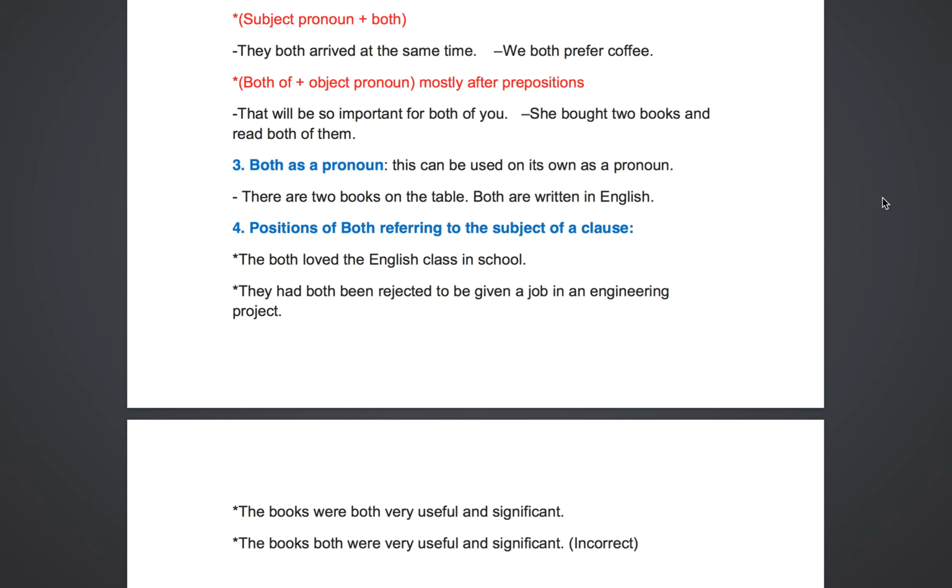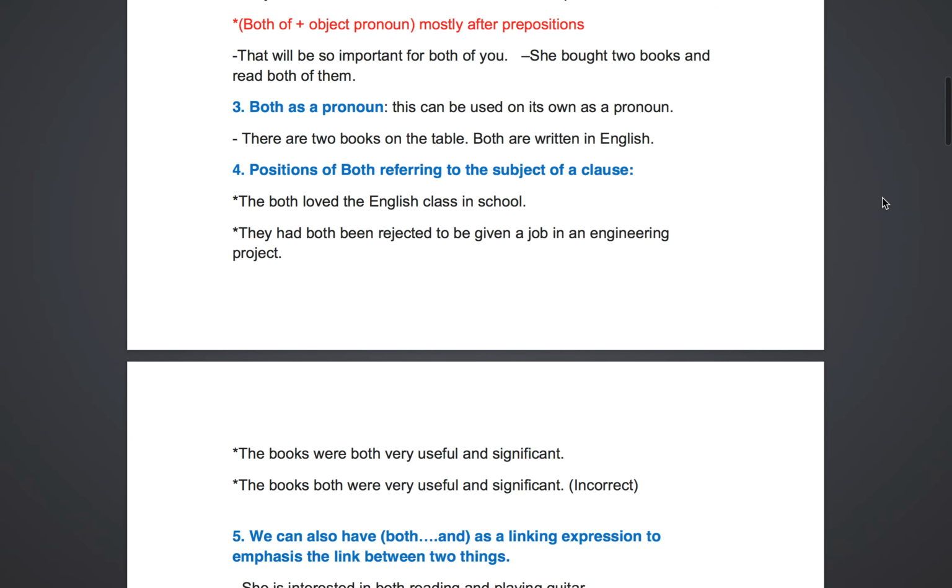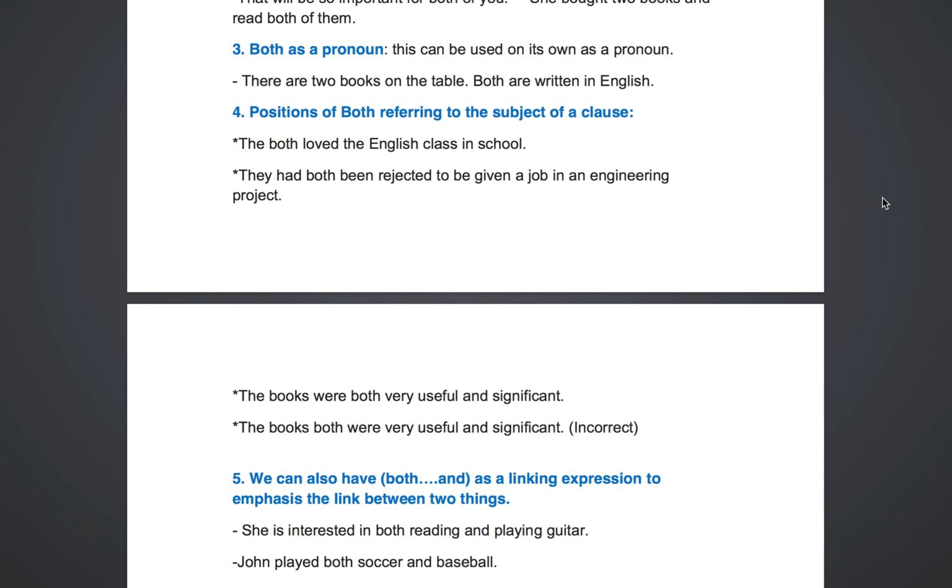Here we have the verb read, and we have a direct object, which is them. And when you use both of them to refer to two things, you have to have both of, not both only. The third function here is using both as a pronoun. This can be used on its own as a pronoun. You can use it alone like a subject pronoun in a sentence.